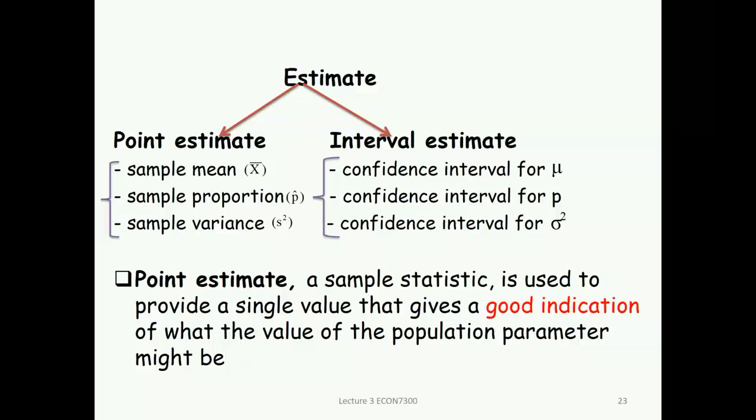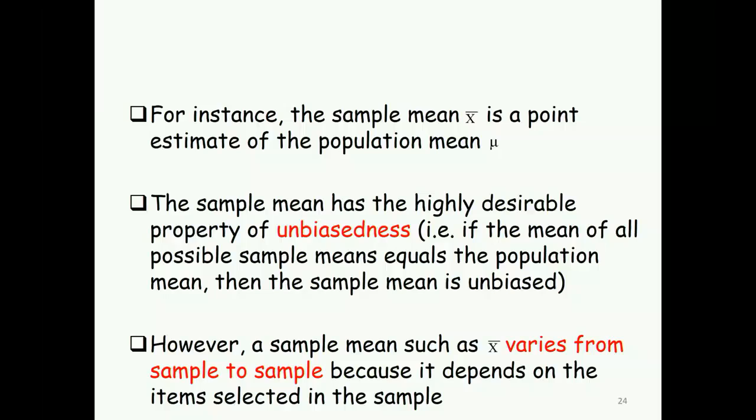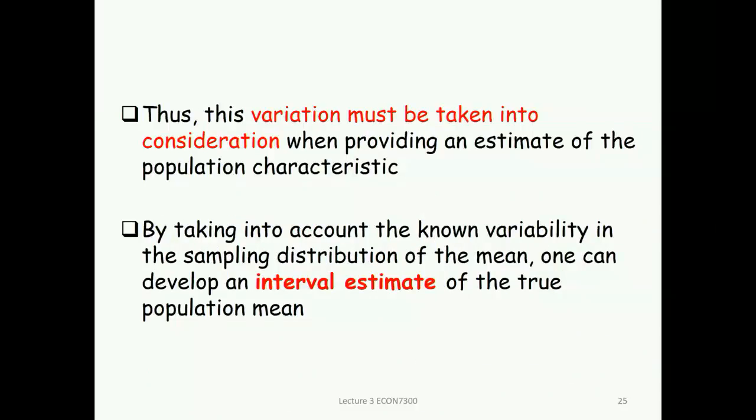As I told you, the point estimate is a good indication because the mean of all sample means would be equal to the population mean. It is a good indicator, but there is a lot of sampling variability. My sample mean is different from your sample mean, from other students' sample mean. There is a lot of variability. Varies from sample to sample, that is what we explained. So this variation must be taken into account.